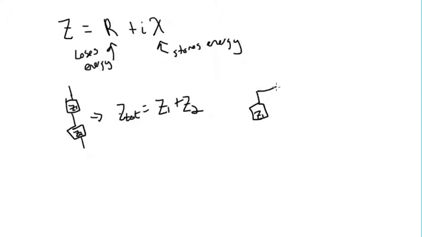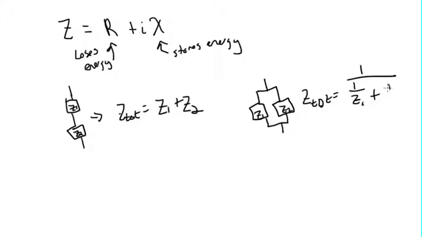Z1 and Z2, so they have the same voltage across them, the Z total will be equal to 1 over Z1 plus 1 over Z2. And this doesn't matter if they're resistors, inductors, or capacitors. All you need to do is remember what the impedance is for that given circuit element.